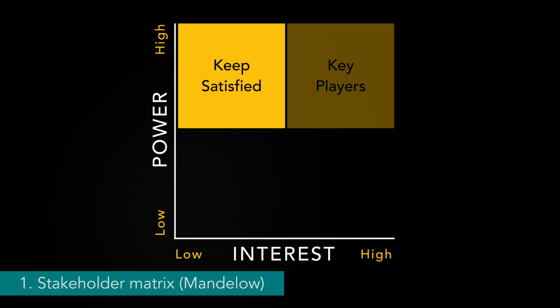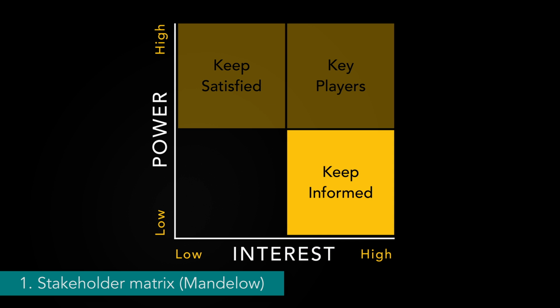Now, in the third quadrant, low power, high interest stakeholders are deeply interested in what you're doing, but they just don't have a lot of power. So the focus here is on communication and feedback, but in a less tailored way. So we're talking about a lot of group activities like meetings and town halls to understand their collective view.